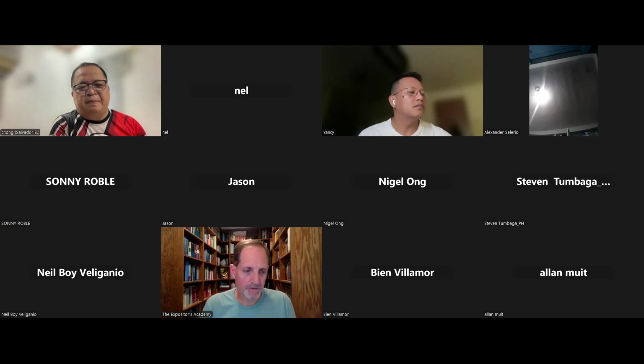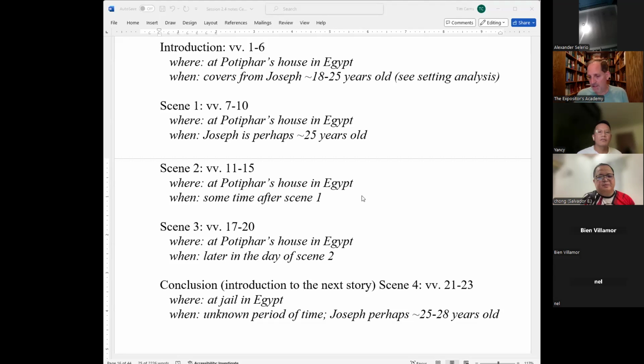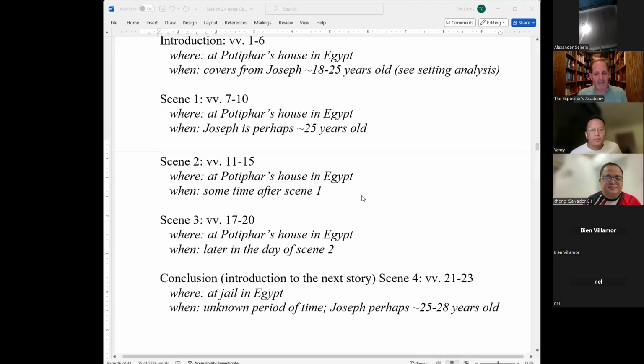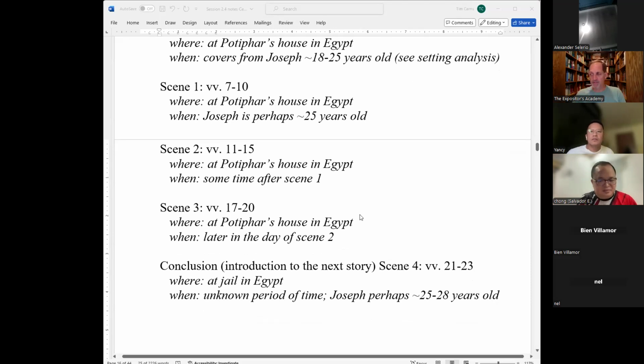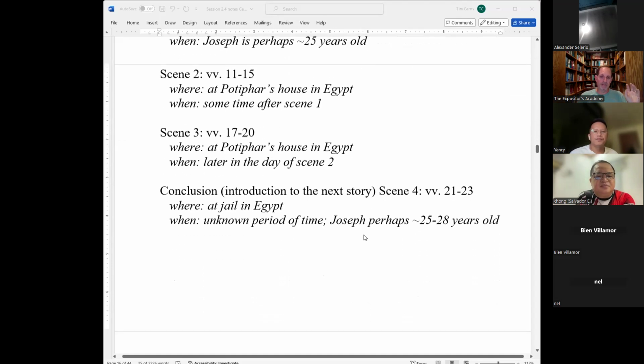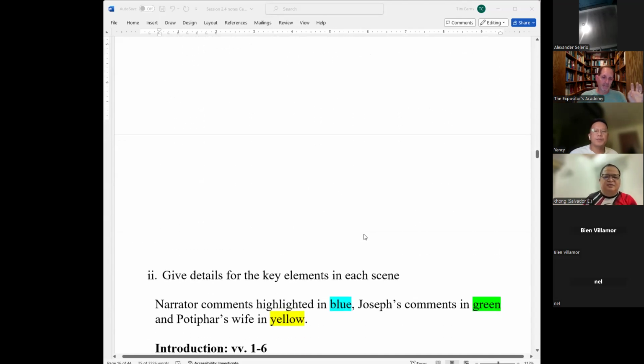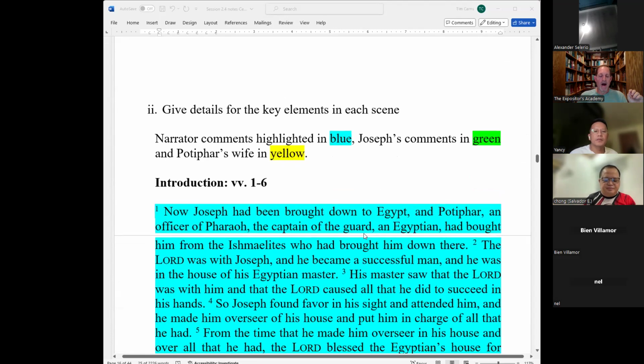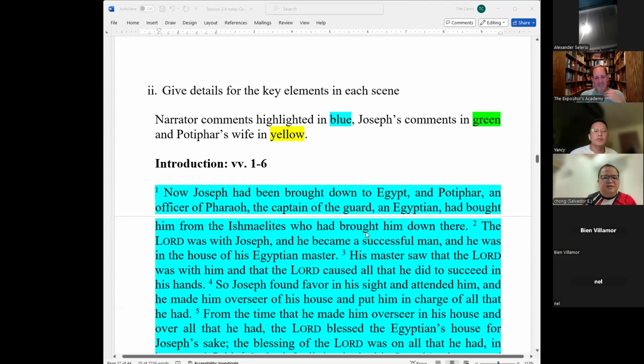Those are helpful and good questions. All right, let's see where we're at here. We've got the scenes identified. Now what we want to do is examine each scene and look for those six elements that I described: the setting, the key characters, the narrator, key narrator statements, important dialogue, a summary of the scene, and then anything else we observe.